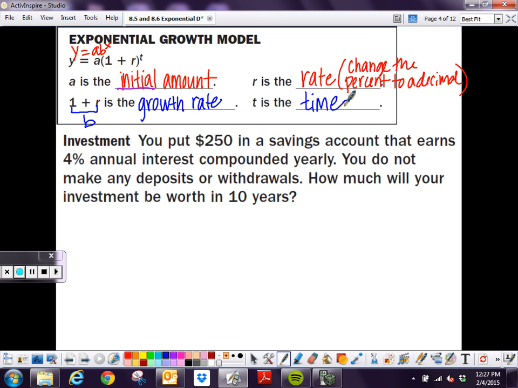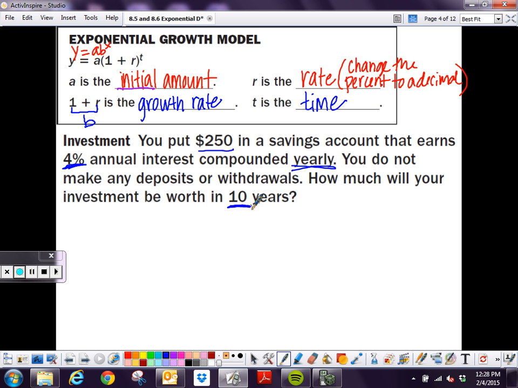All right, so here we go with this first problem. We're talking about an investment. You put $250 in a savings account that earns 4% annual interest compounded yearly. You do not make any deposits or withdrawals. How much will your investment be worth in 10 years?